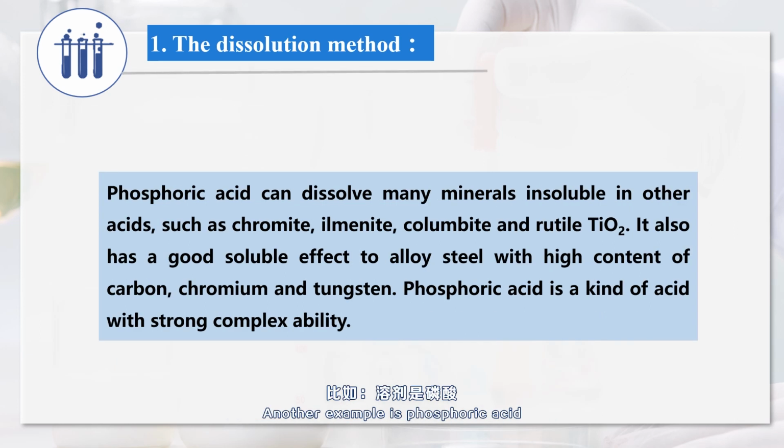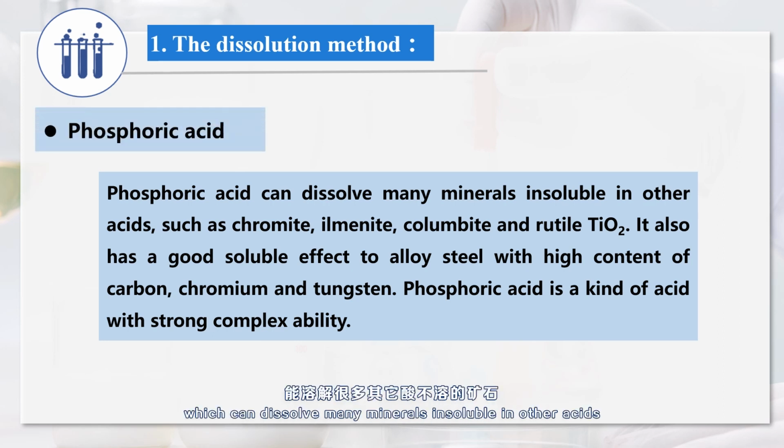Another example is phosphoric acid, which can dissolve many minerals insoluble in other acids, such as chromite, ilmenite, columbite, and rutile. It has a good soluble effect to alloy steel with high content of copper, chromium, and tungsten. Phosphoric acid is a kind of acid with strong complex ability.